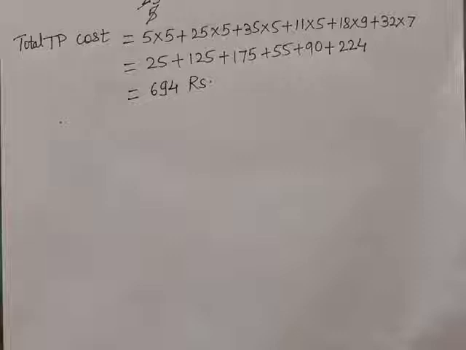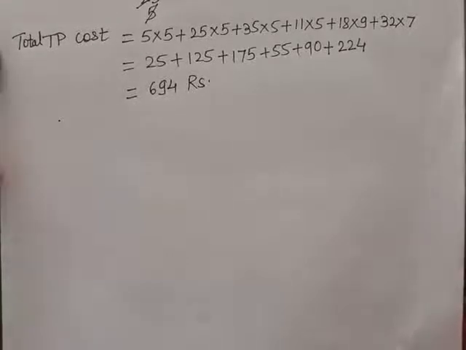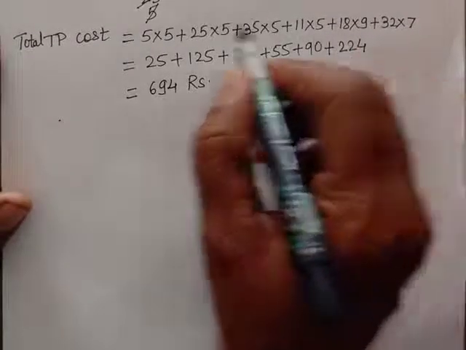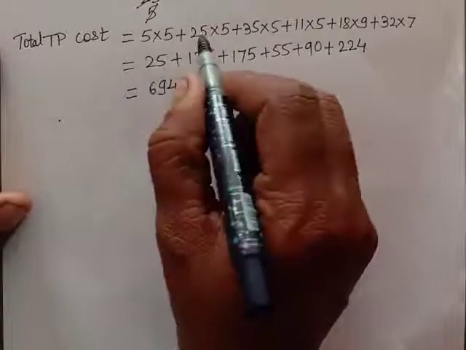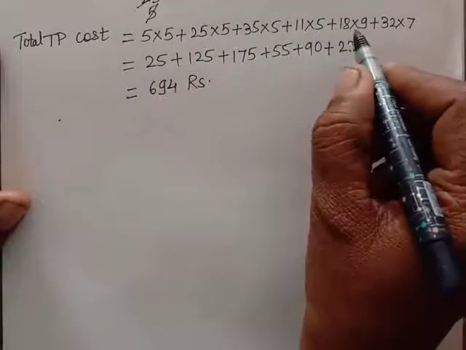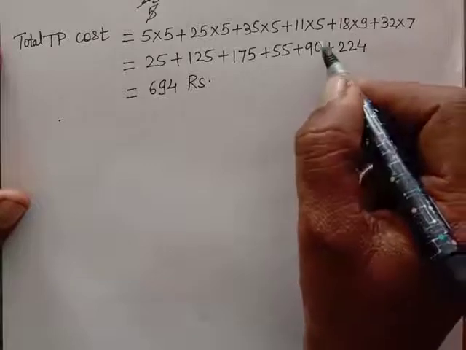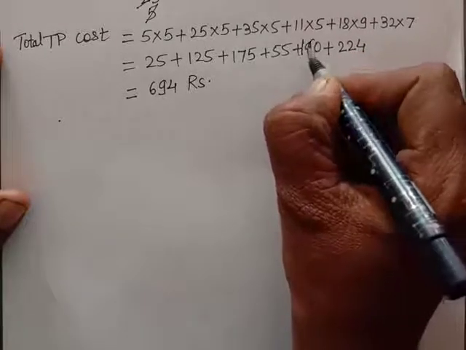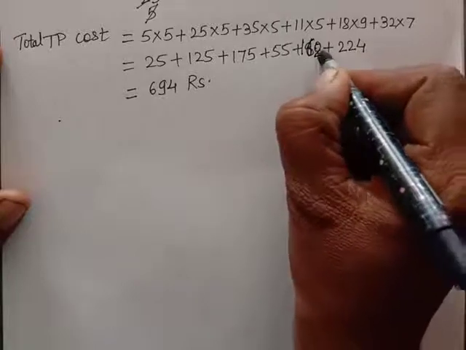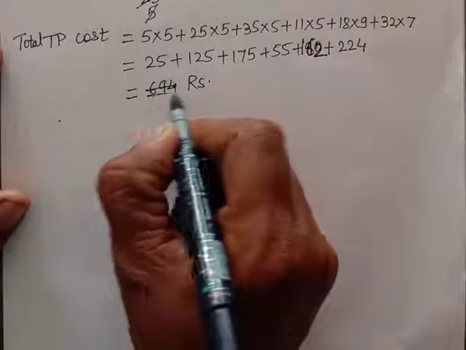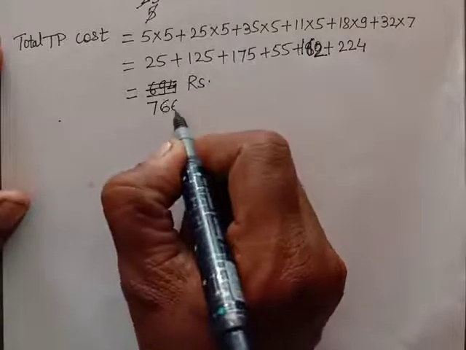Hello students, now in this video let's continue the next part. By mistake here I had done some wrong calculation. Look at here, 5 5s are 25, 5s are 35, 5s are 11, so that's why by mistake I had done here 18 5s, that will be 90, but here it is 18 9s. So 18 9s is how much? 162. 18 9s is 162, that's why this total is 766.